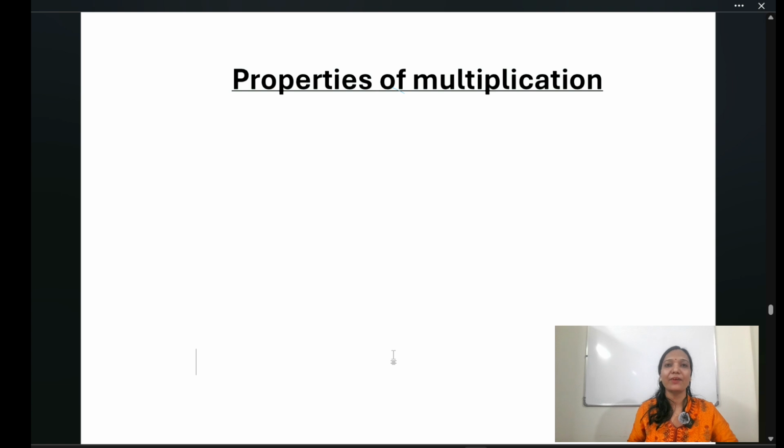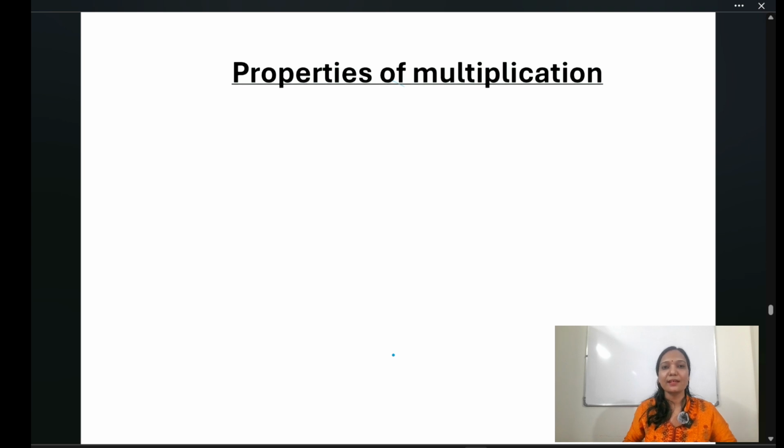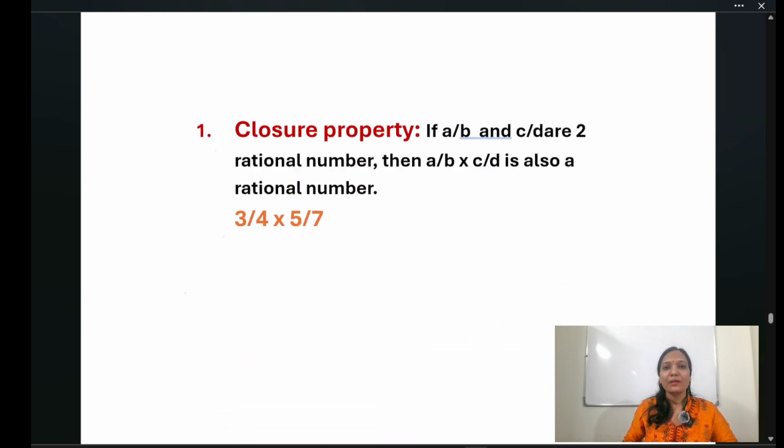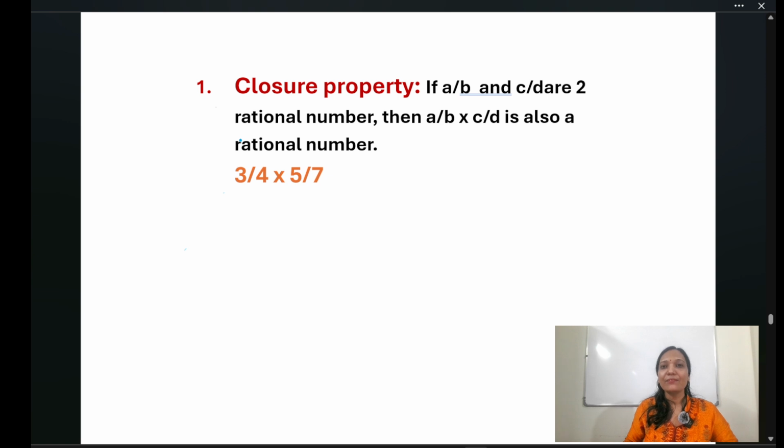आज हम लोग बात करने वाले हैं व्हाट आर द प्रॉपर्टीज ऑफ मल्टीप्लिकेशन. सो फर्स्ट प्रॉपर्टी इज आवर closure property. So what closure property says, if a by b and c by d are two rational numbers, then a by b into c by d is also a rational number.